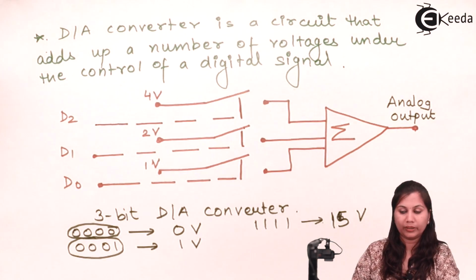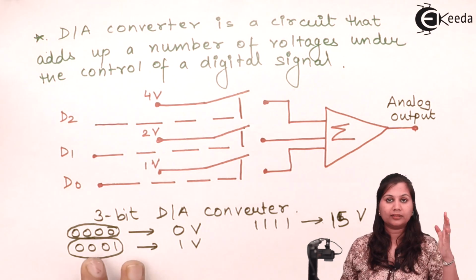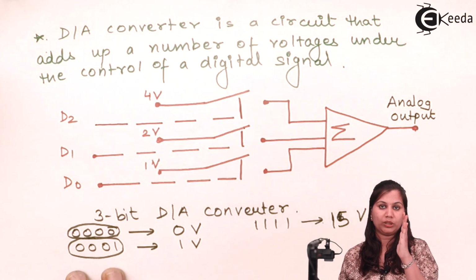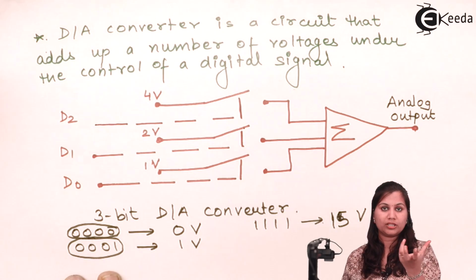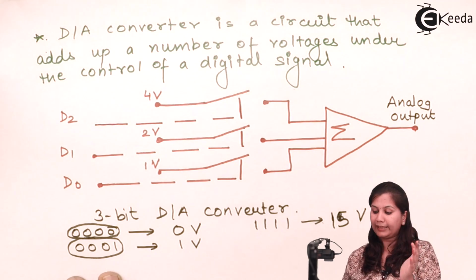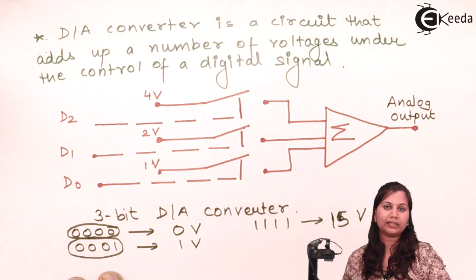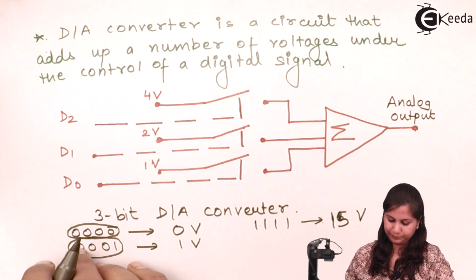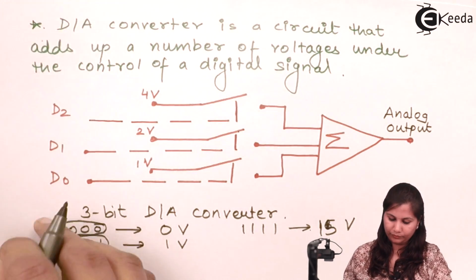In this way, the input to the D2A converter is a digital input. A digital number will be there, and that number will be converted into an analog signal. So this is the main working of the D2A converters.